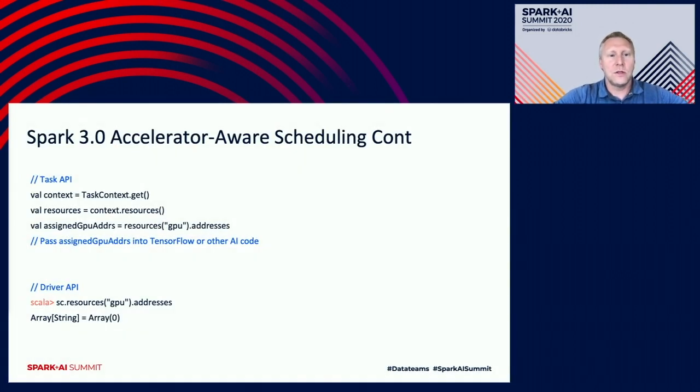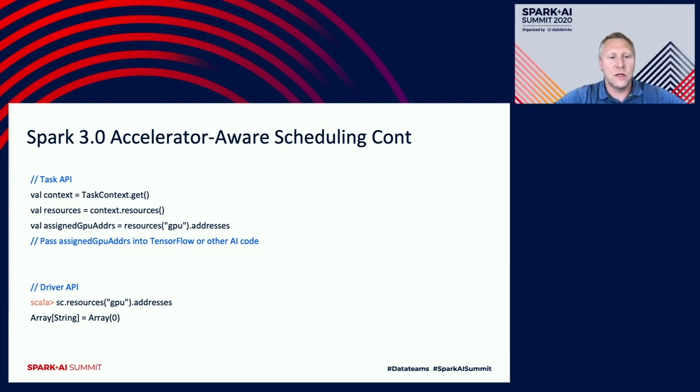So here's the API that's used to get the addresses of the accelerators that are assigned to you. The first one's the task API. If you run on map partitions or something like that, you can get the task context, and then you just get the resources in the context, and you can look at the addresses assigned. Once you have those, you can pass them into TensorFlow or some other AI code that needs those to assign.